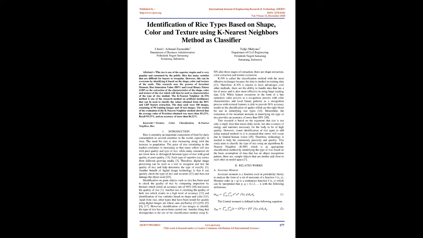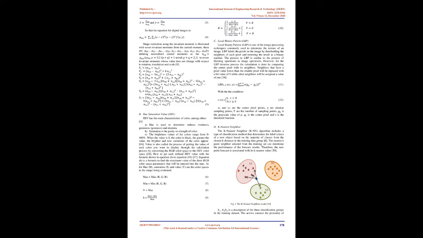However, identification of rice images to identify the type of rice has never been carried out. Another thing that distinguishes is the use of the classification method using KNN, after 3 stages of extraction: shape extraction, color extraction, and texture extraction. KNN is called the classification method with the most effective technique because the data is studied in training data. Therefore, KNN is known to have advantages over other methods.